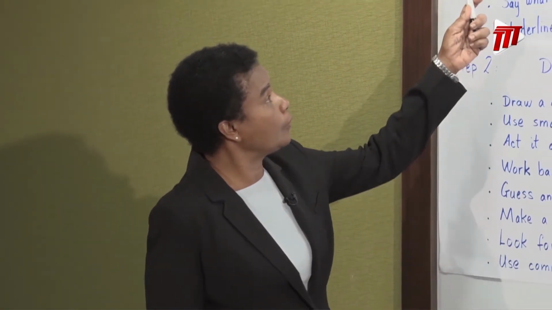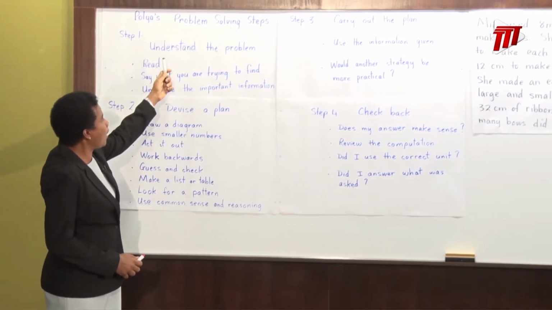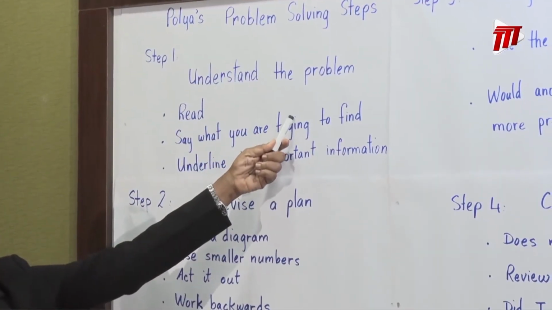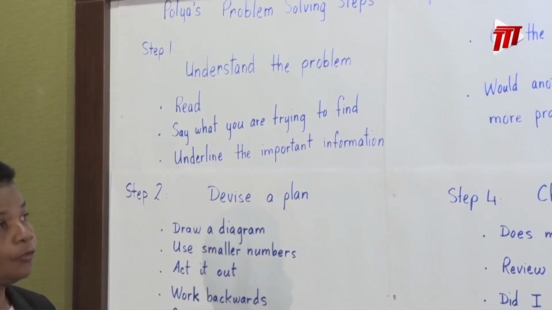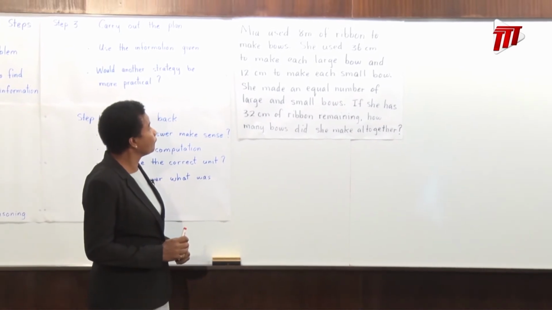So let's have a look at this third problem. Again, we are going to follow the Polya's problem-solving steps. Step 1, understand the problem. So we're going to read. Read at home while I read aloud with you.